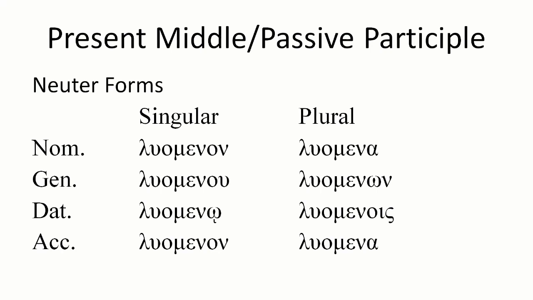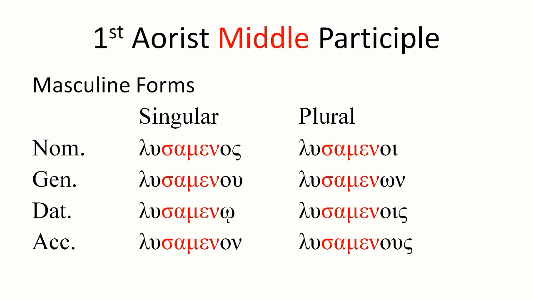Okay, there's your entire present middle passive chart. Moving now to the aorist middle. First aorist middle, remember this one is only middle. We did the aorist passive separately, with the active forms before. So this is the first aorist middle.